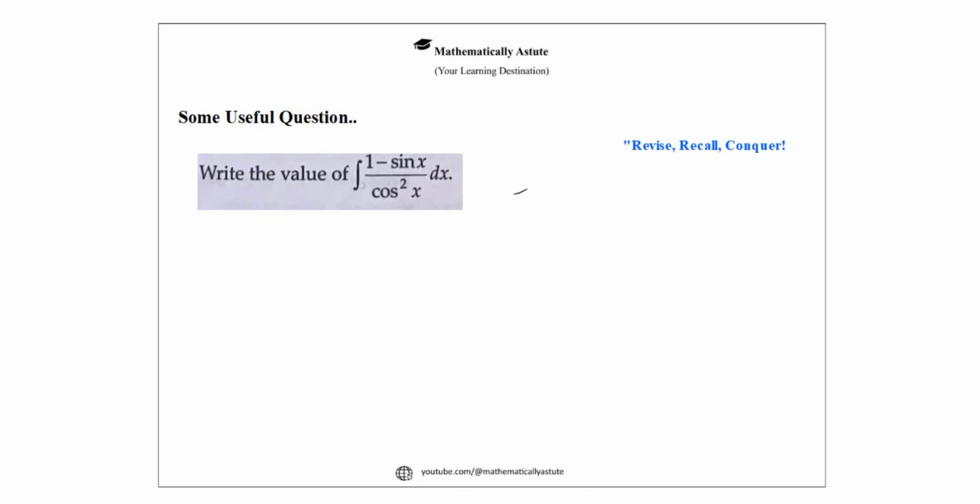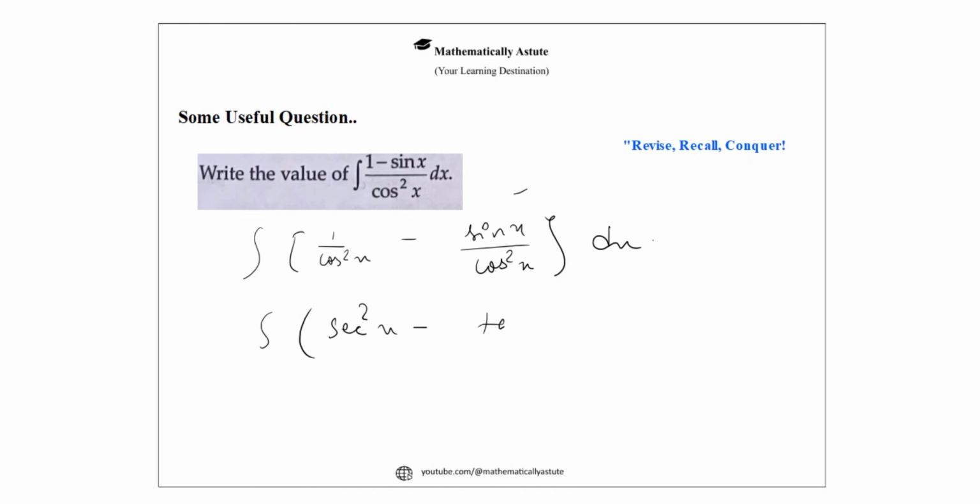So, starting this lecture with integral, in this question we are having cos square x as a denominator. In this type of question, at first we try to separate it by 1 by cos square x minus sin x by cos square x. On shifting this, we are getting 1 by cos square x. We can write it as sec square x, and this one would be tan x and sec x dx.